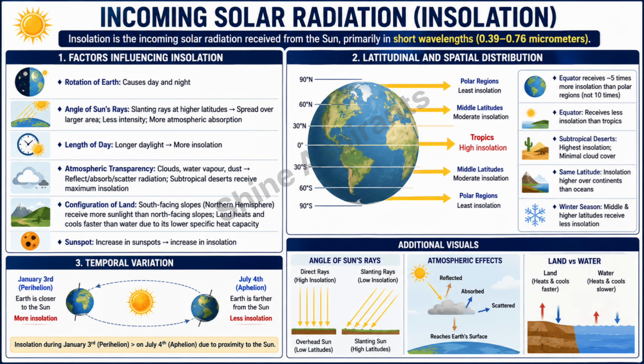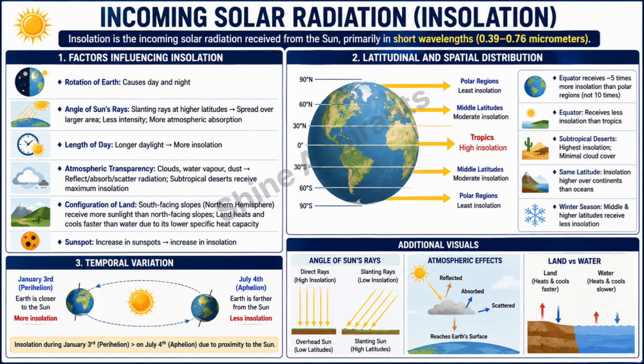Subtropical deserts receive maximum insolation due to clear skies. Configuration of land: south-facing slopes in the northern hemisphere receive more sunlight than north-facing slopes. Land heats and cools faster than water due to its lower specific heat capacity. Sunspot: increase in sunspots, increase in insolation.